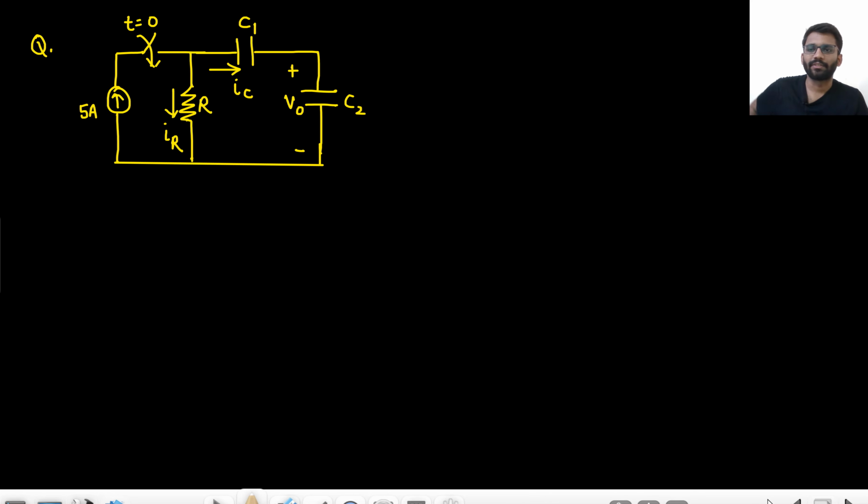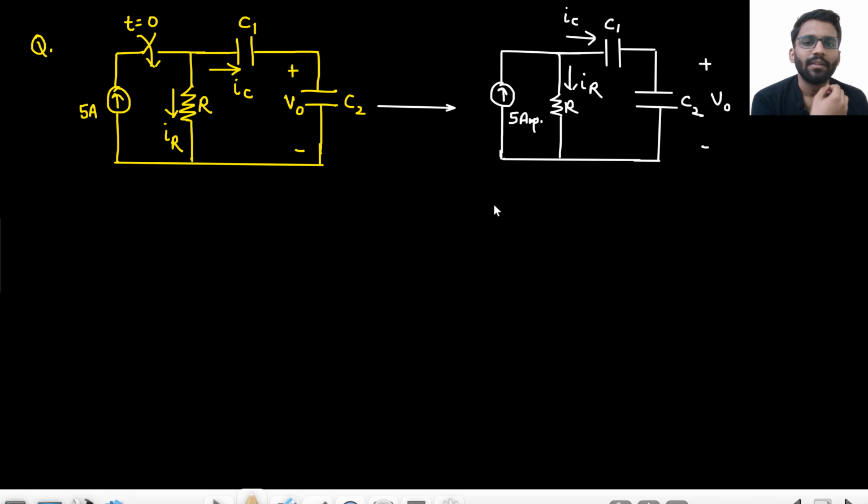So these two circuits we have studied. Now we will study this circuit. First here we will comment on IR, IC and V0. So let me make the circuit. So this is the circuit. Instead of 5 ampere, I should have written 5 UT, right?